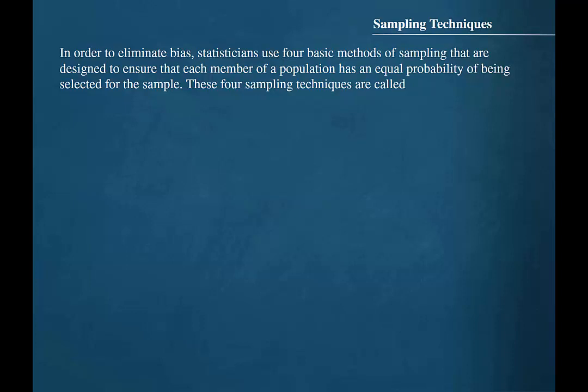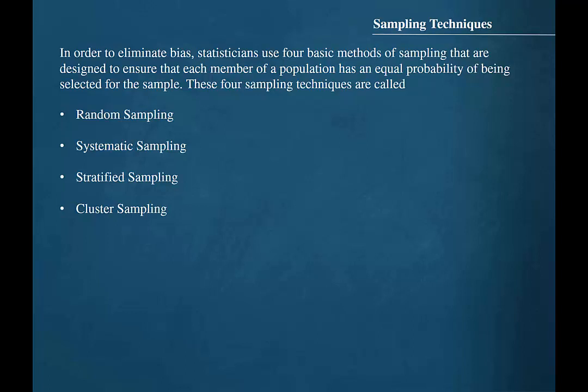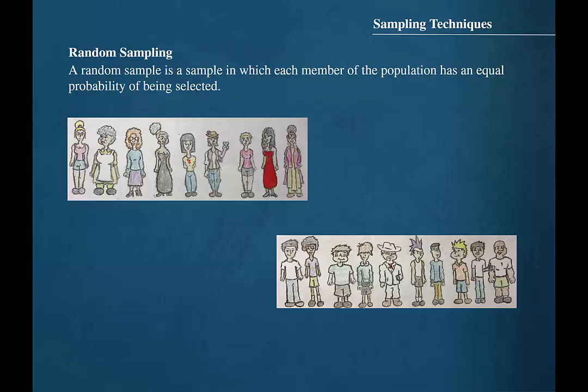In order to eliminate bias, statisticians use four basic methods of sampling that are designed to ensure that each member of the population has an equal probability of being selected for the sample. These four sampling techniques are called random sampling, systematic sampling, stratified sampling, and cluster sampling. In this video, we will focus on random sampling and systematic sampling. A random sample is a sample in which each member of the population has an equal probability of being selected.